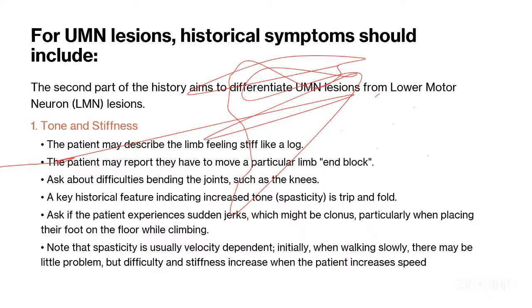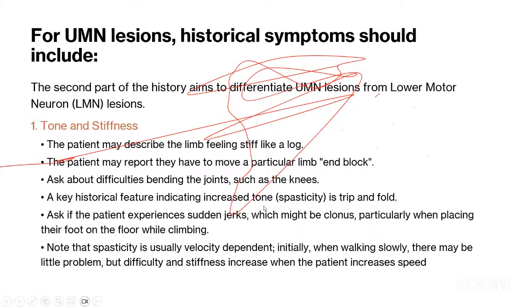So how do we historically establish the UMN lesion? If the patient is having tone and stiffness, how may they describe it? The patient may describe the limb as feeling stiff, like a log, or they may report that the particular limb is not moving, that it's having an end block while they're using the limb. They also tell that they have difficulty bending the joints, such as the knees, if they have spasticity.